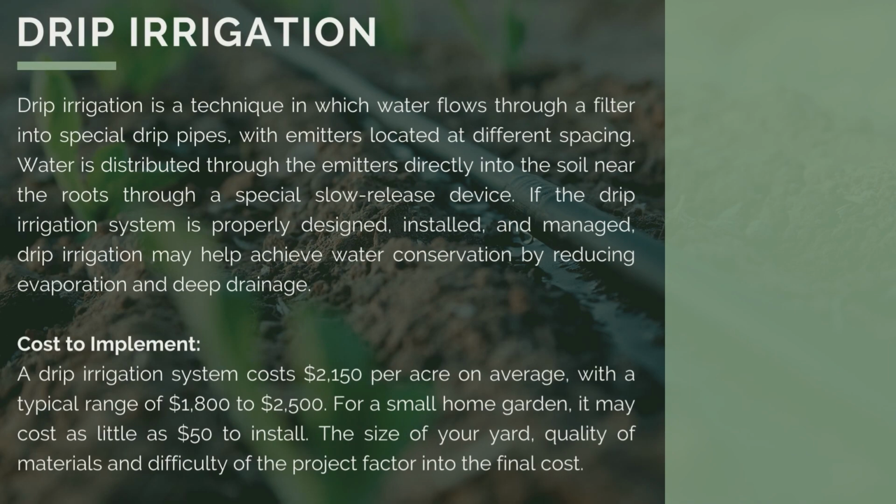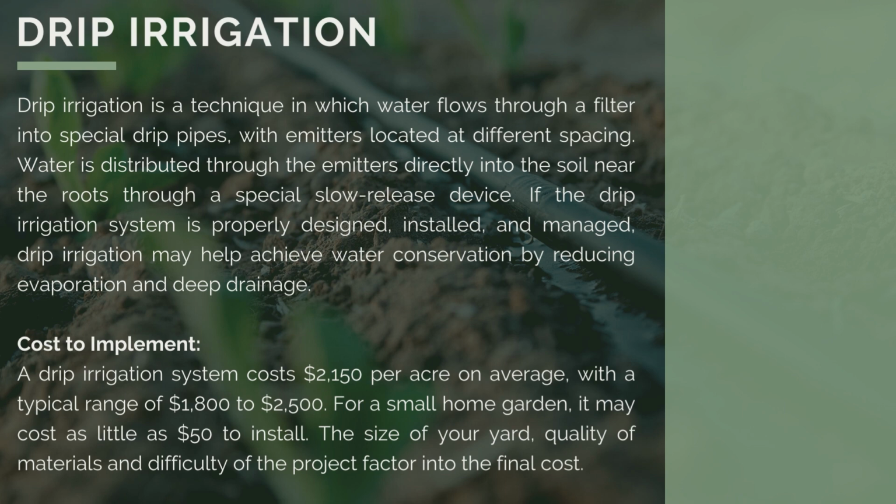Drip irrigation is a technique in which water flows through a filter into special drip pipes, with emitters located at different spacing. Water is distributed through the emitters directly into the soil near the roots through a special slow-release device. If the drip irrigation system is properly designed, installed, and managed, drip irrigation may help achieve water conservation by reducing evaporation and deep drainage.